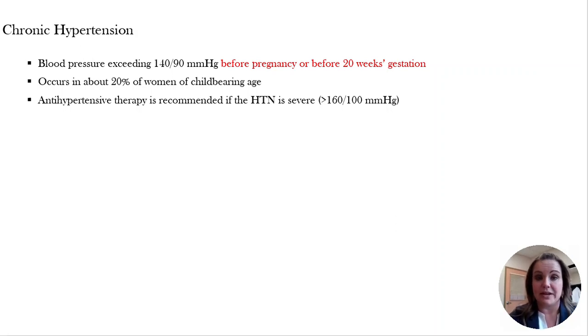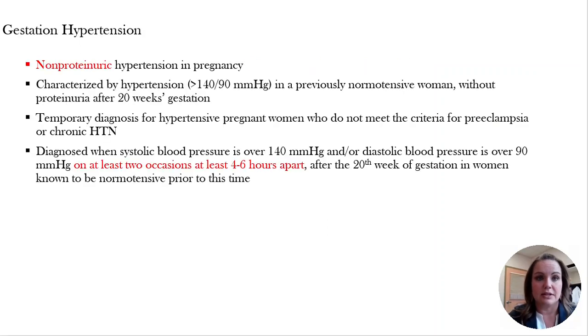Okay, if it's severe, so greater than 160/100, we'll use some antihypertensive medications. That's it for chronic hypertension. Those patients, we're just going to try to manage their blood pressures and assess for the development of preeclampsia, which is a different disorder, which we'll talk about in a little bit.